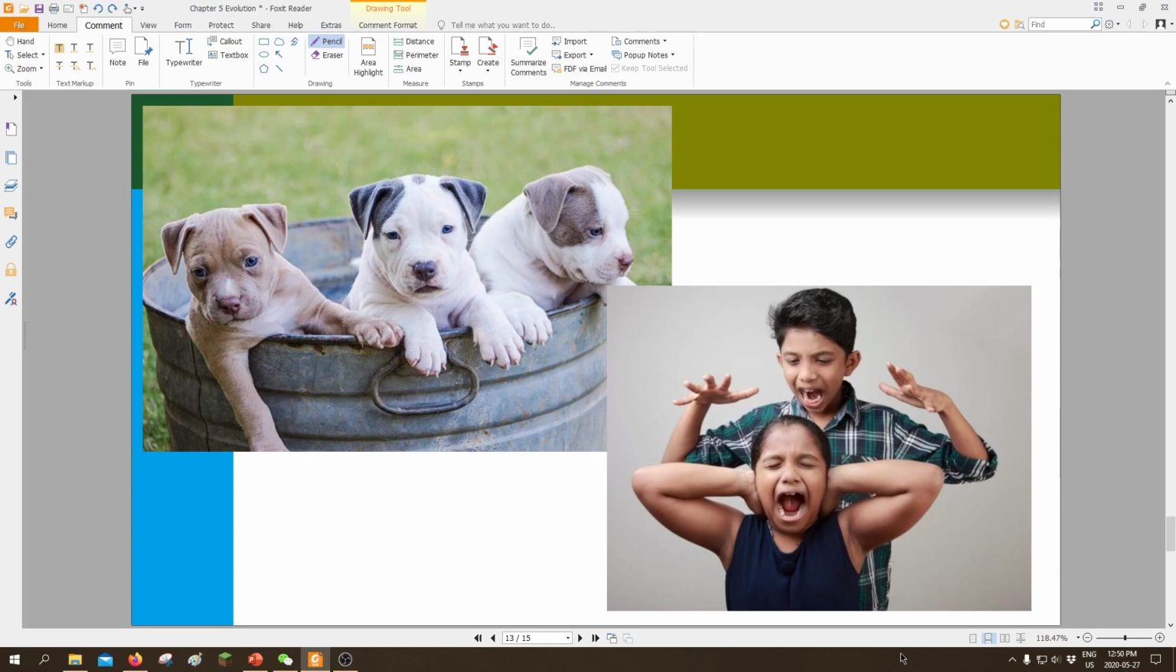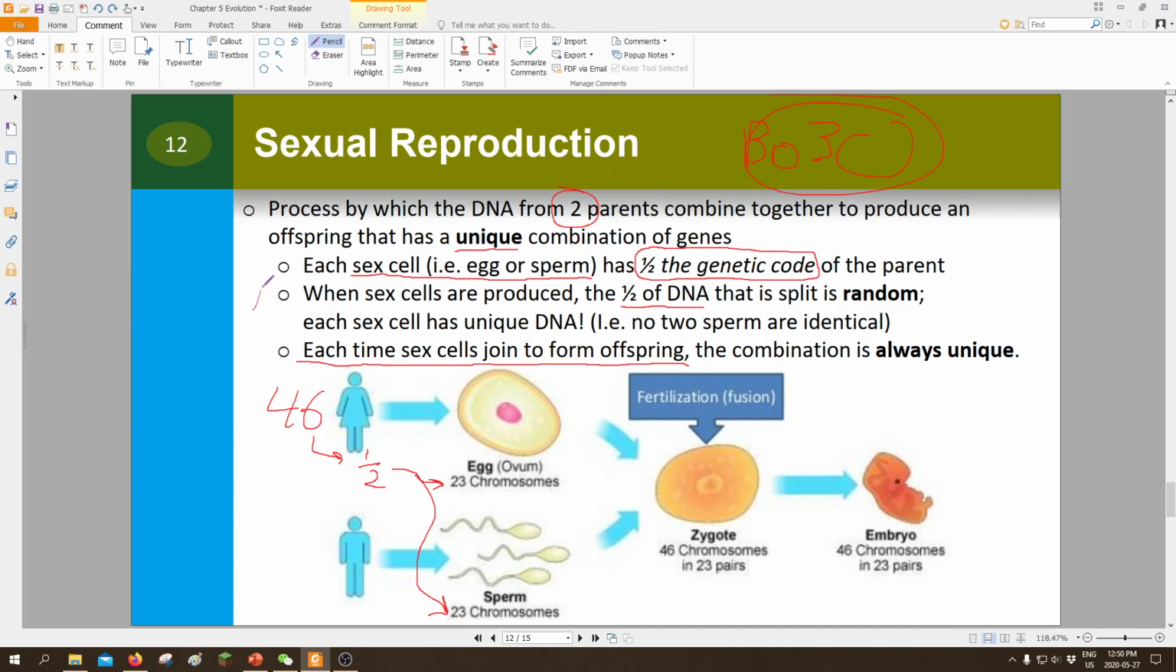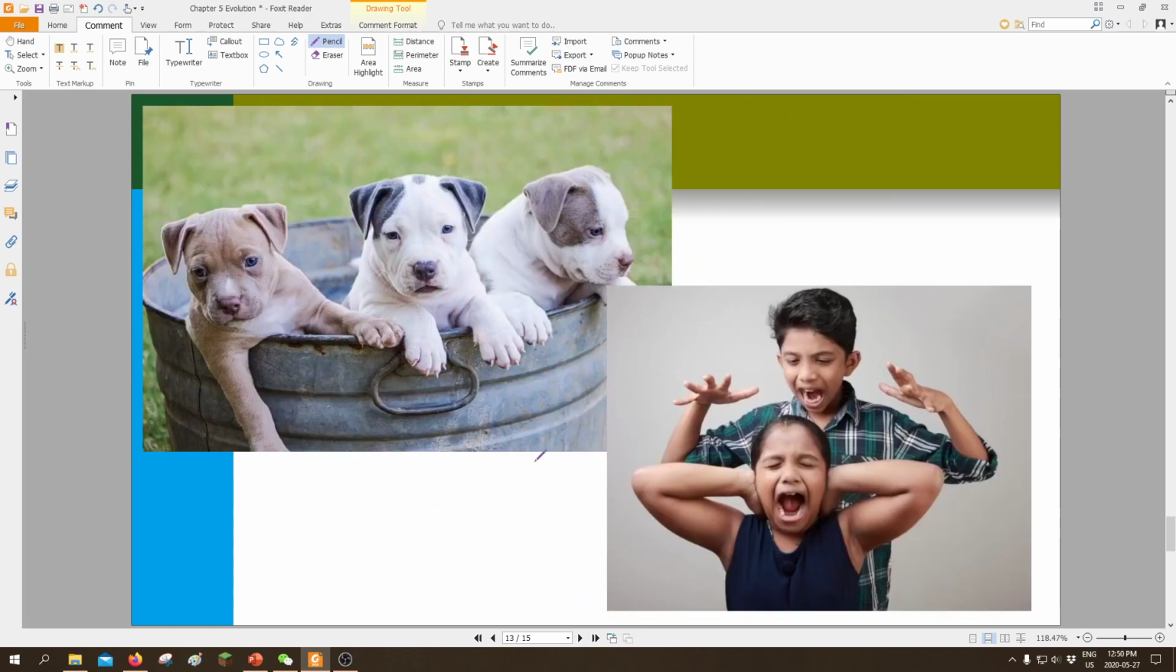Are they exactly the same? No, they are not. Why? Well, even though they came from the same parent, because each parent has sex cells that are different from each other, and then when the 2 sex cells join, the combination is also always going to be unique. The offspring are also going to be unique. Take a look. Black fur, brown fur all over, brown fur in some parts. Oh, wow, these dogs are so cute.